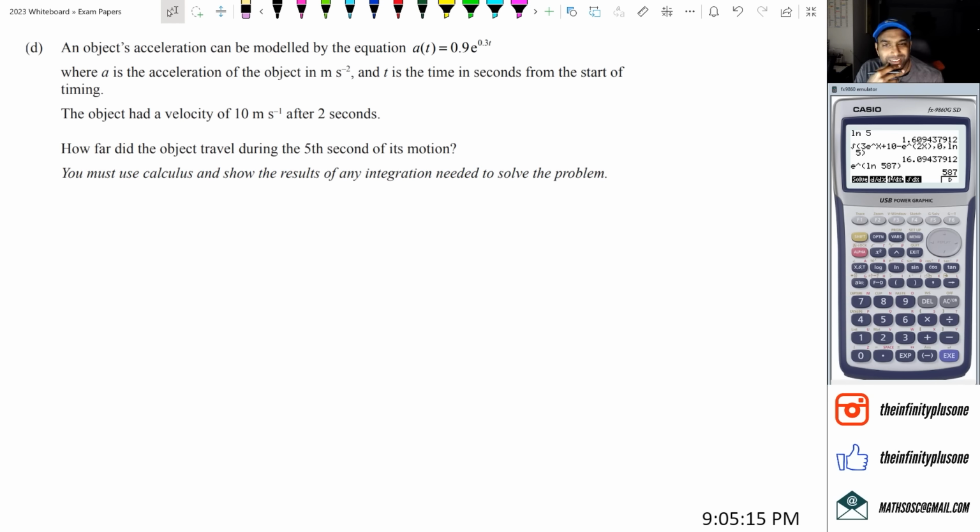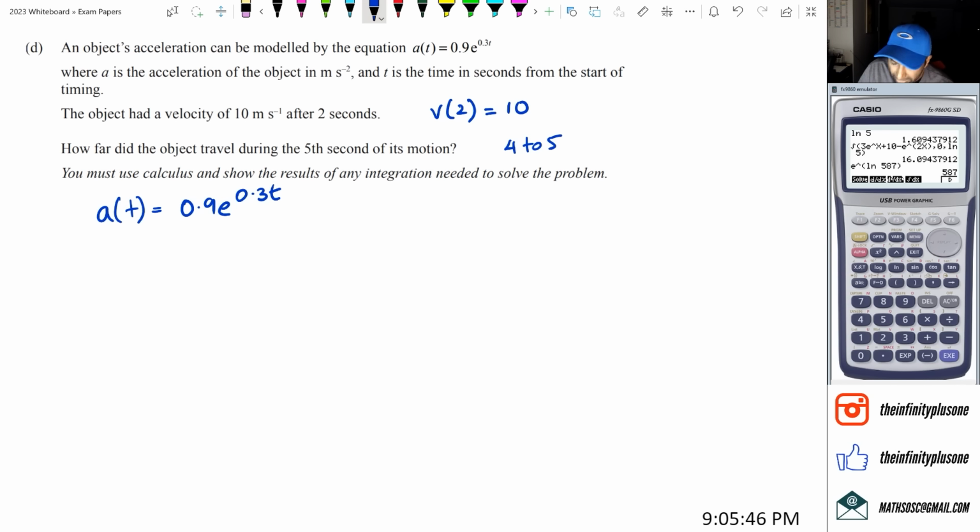So kinematics, we got acceleration that's been given to us, so I'm going to write that down straight away. Acceleration of t is 0.9 e to the 0.3t. The object has a velocity of 10 after 2 seconds, so v of 2 equals 10, and we are asked to figure out how far did the object travel during the 5th second of its motion, not after 5 seconds, but the 5th second. So we want to know between 4 to 5, because that is the 5th second.